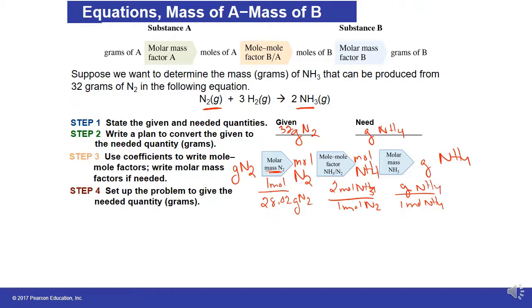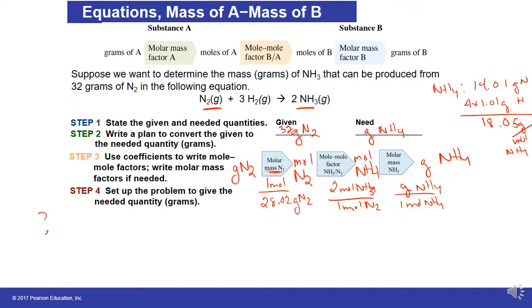And that's a pretty simple calculation. That is 14.01. If we look at our periodic table, we know we have 14.01 grams for nitrogen, and then we have 4 times 1.01 grams of hydrogen. So that's 4.04, so that's 18.05 grams per mole for ammonia.